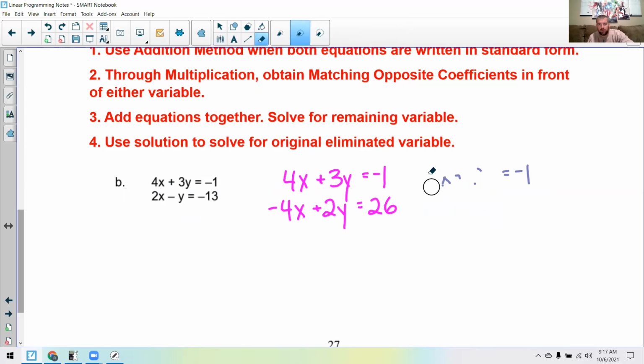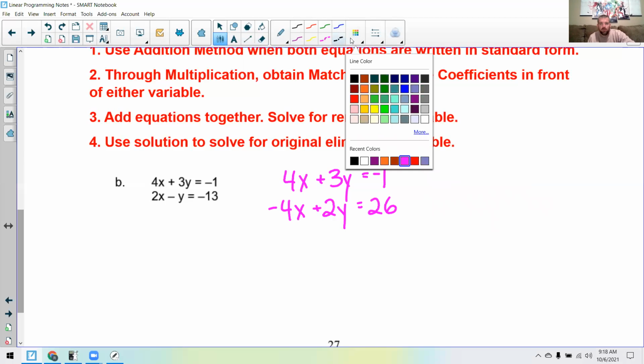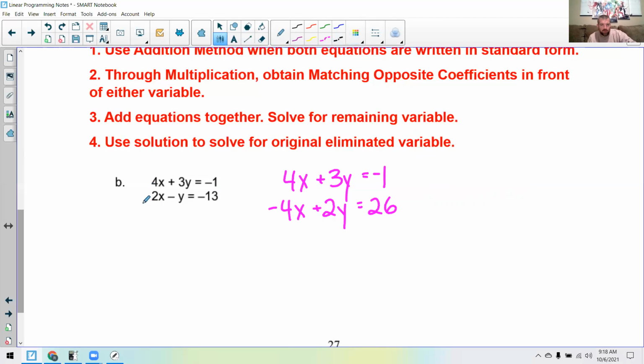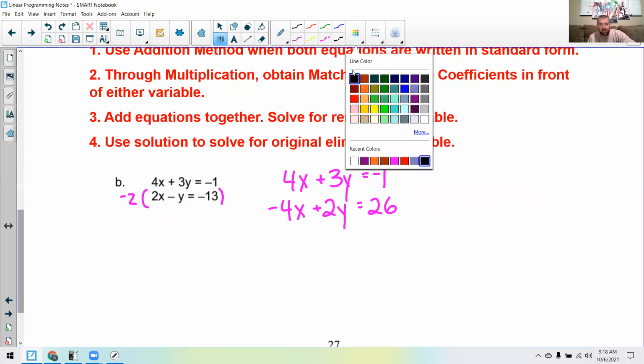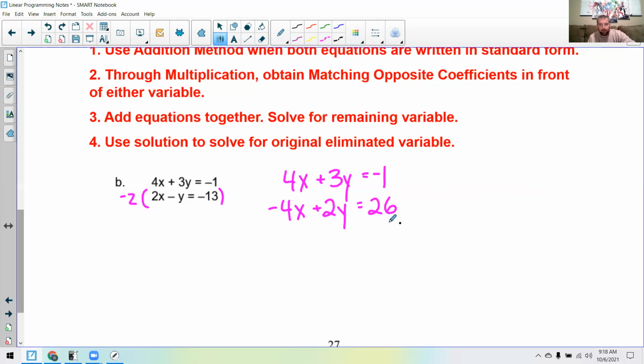But if you already started doing it the other way, go ahead and finish it, and then we'll compare our answers at the end. So I multiplied the second equation by -2. So now I can just add my equations together.